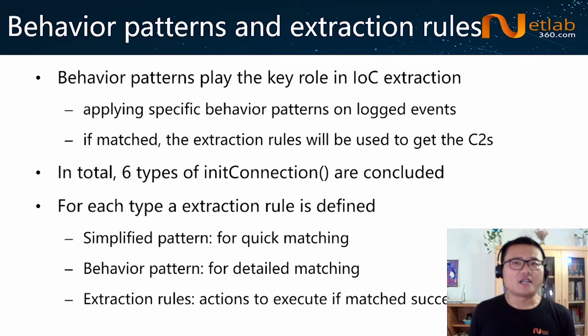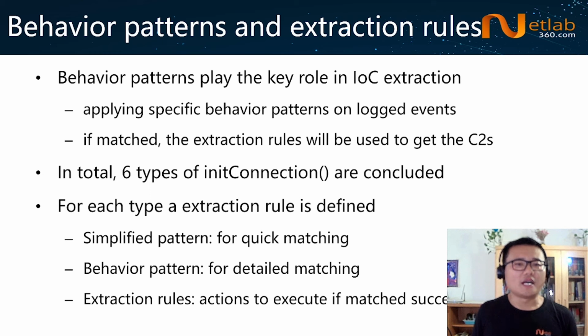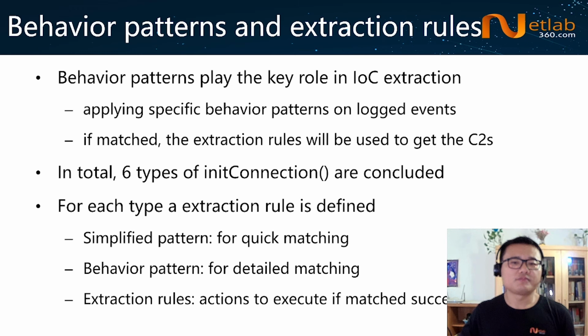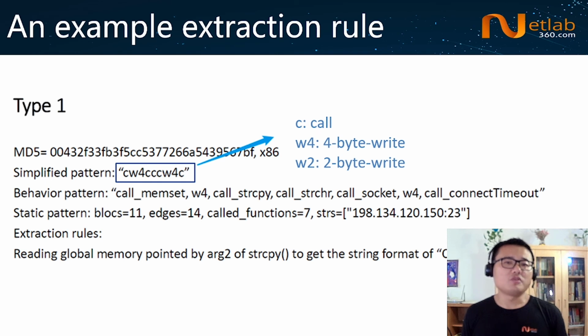Therefore, I analyzed the common init connection functions and summarized them into 6 types. And for each type, I defined an extraction rule. Each rule is composed of the simplified pattern, behavior pattern, and extraction rules. The simplified pattern is for quicker matching. This is the type 1 extraction rule. In the simplified pattern, the C means call, while the W4 and W2 mean 4-byte and 2-byte write.